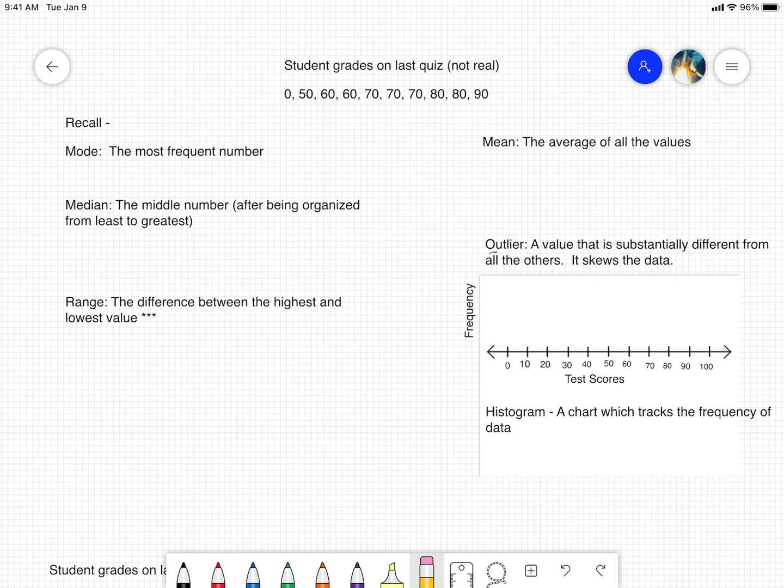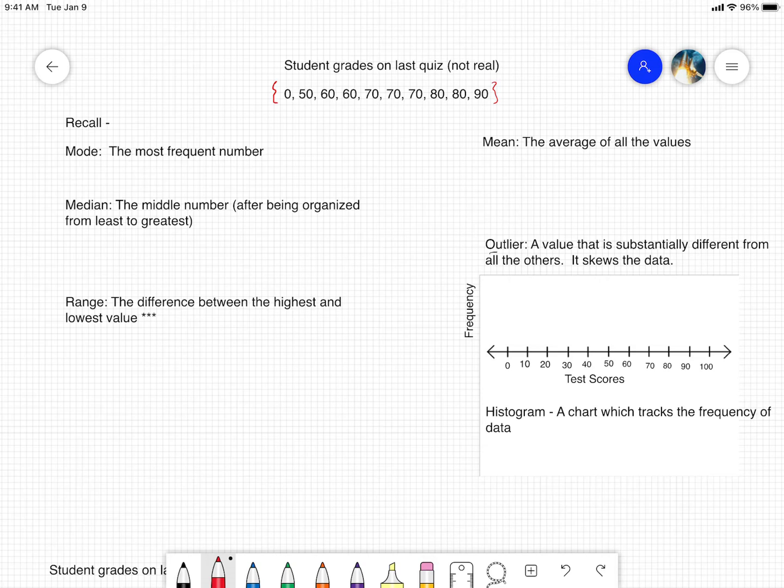So our first terminologies that we're going to look at: here we have a data set. It's the students' grades on the last quiz. Again, please know that this is not actual, this is not real. This set of numbers would be our data points.